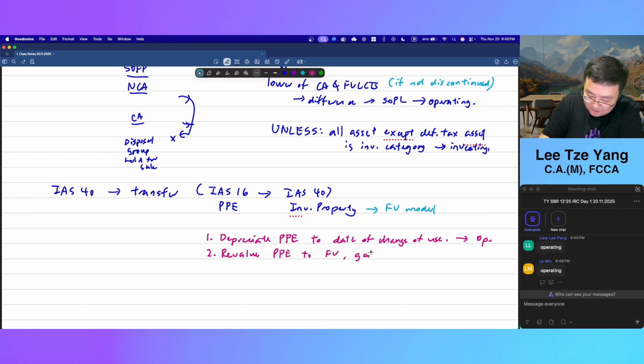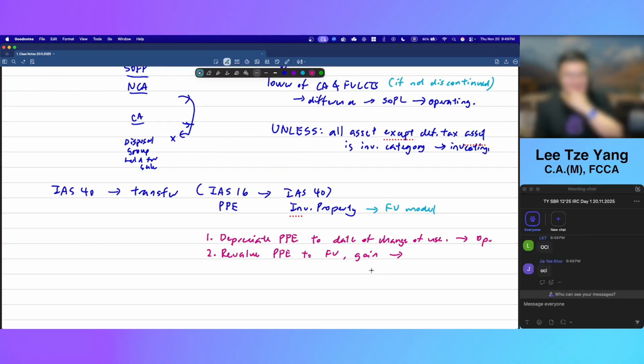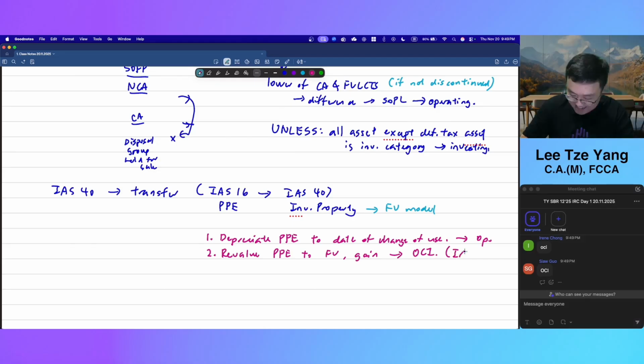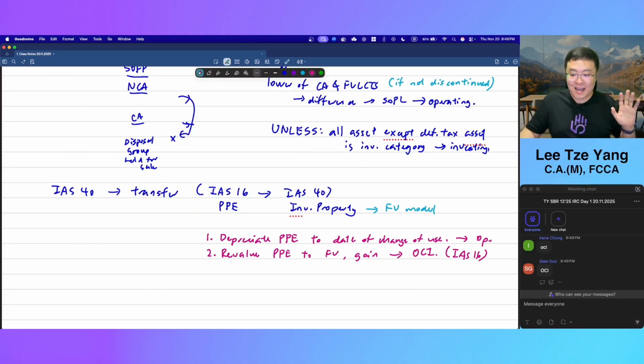So the gain on the revaluation here goes to where? Anyone? Guys, OCI lah. OCI lah. Right, revaluation model, where is investing? Revaluation model, IAS 16. No, not investing. PPE, you apply the revaluation model, OCI lah. Understand or not, everyone? If you understand, you say yes. You understand or not? This one, don't get tricked.